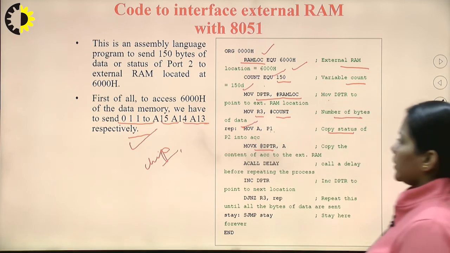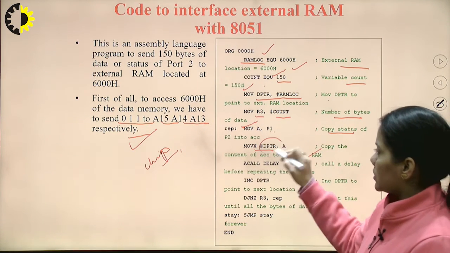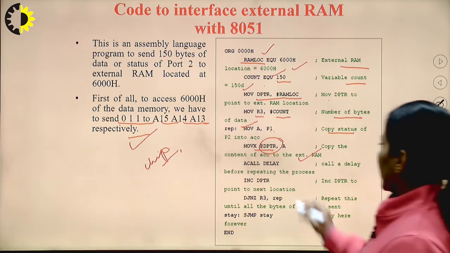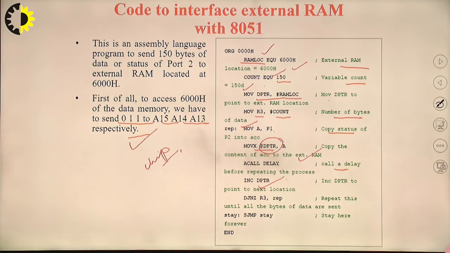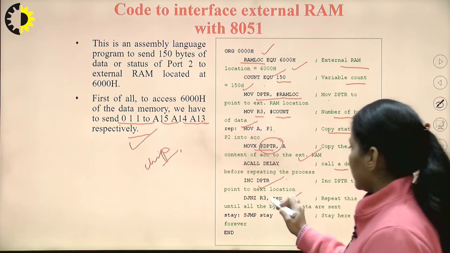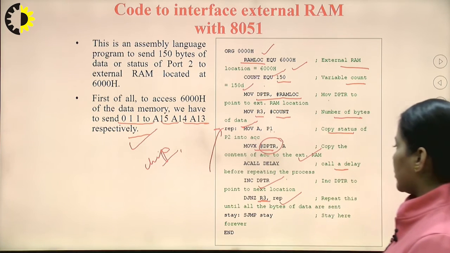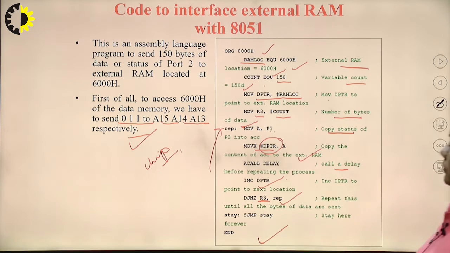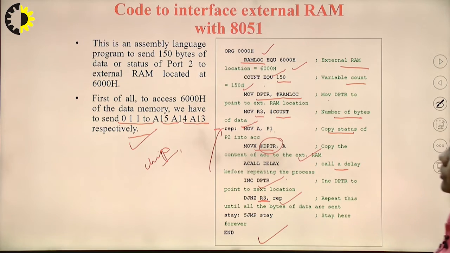Now MOVX @DPTR, A, that is, copy the contents of the accumulator to the external RAM. So this represents the external RAM. ACALL DELAY, a delay is called, then DPTR is incremented, that is, we point to the next location. DJNZ R3: if R3 has not reached 0, then this is executed in repeat mode, and this is the end of the code. So, in this way, the 150 bytes of data or the status of the port is sent to the external RAM located at 6000H.